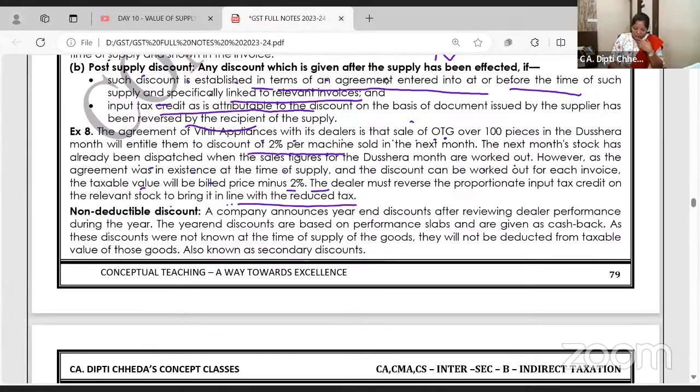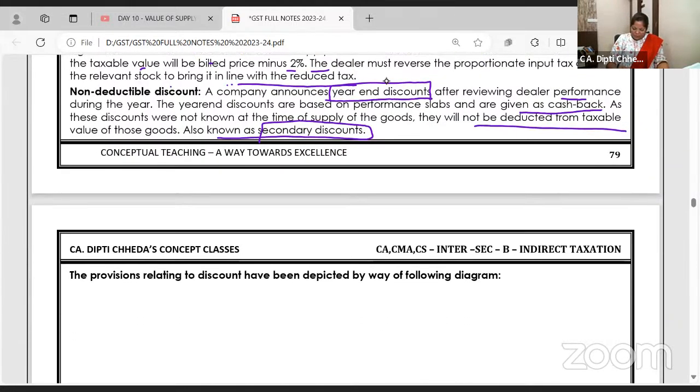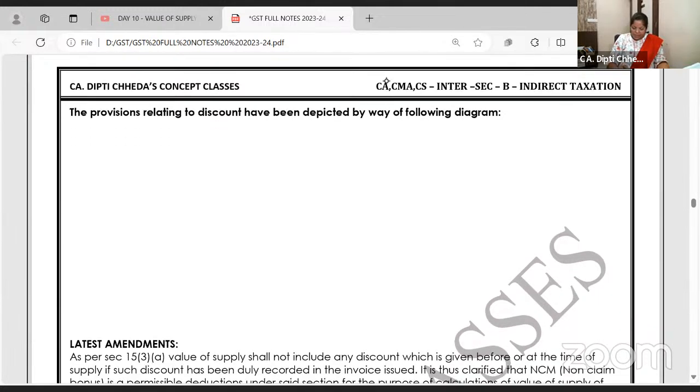Okay. Non-deductible. A company announces year-end discounts after reviewing the dealer's performance, or they are based and given as cashback. Credit notes dete hain. As these discounts were not known, they will not be deducted. They are also known as secondary discounts, year-end discounts, credit notes. See, they are for the whole year, but they were not pre-decided. Okay. I've left this space and here I want you to write a little more in detail.